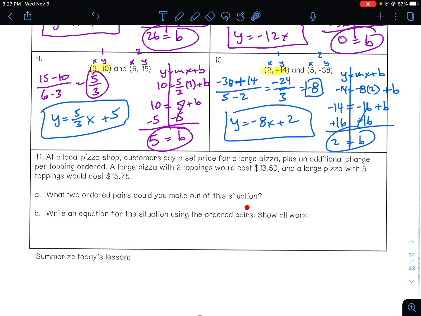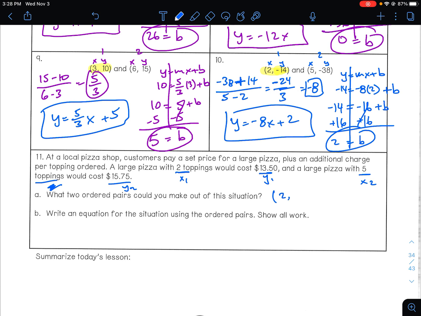So, let's see. You are comparing 2 different numbers. We have the topping number and the price, and then we have another topping number, 5 and $15.75. So what we can say is that the cost of the pizza depends on the topping. So this could be our y because it depends on the topping, and this could be our second y, and that can be our other x. So 2 toppings get you $13.50. 5, x2, y2.